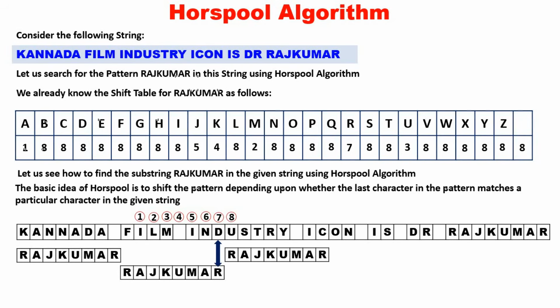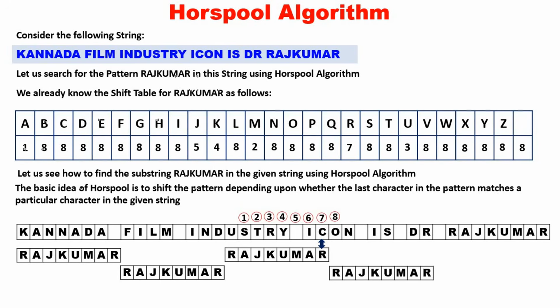Yes, Rajkumar is shifted to the right by 8. Very good. Now, again, the last character of the pattern string, R, is matched with C in the main string. R and C, there is no matching. So, what is the shiftable value for C? 8. Meaning Rajkumar should be shifted to the right by 8. 1, 2, 3, 4, 5, 6, 7, 8. Yes, Rajkumar is shifted to the right by 8.